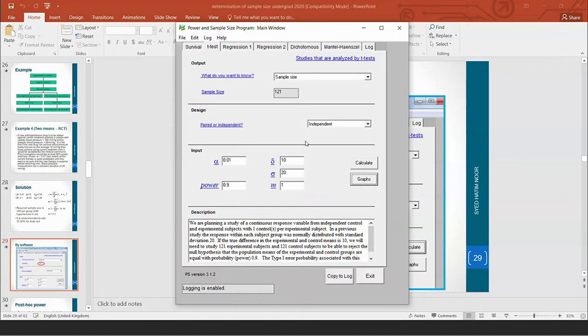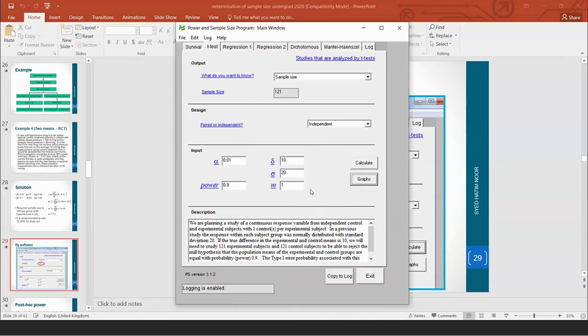Doctor, can you explain why we put M as 1? M is the ratio between control and test. In this example, M is the ratio between current treatment and new treatment. I want it to be the same, that means I want an equal number between current and new treatment.